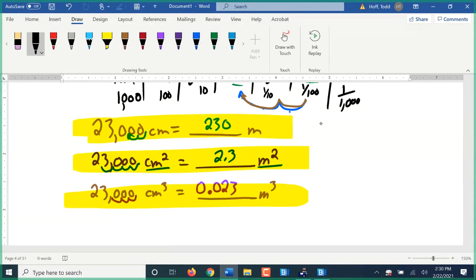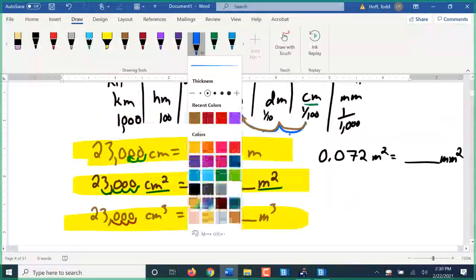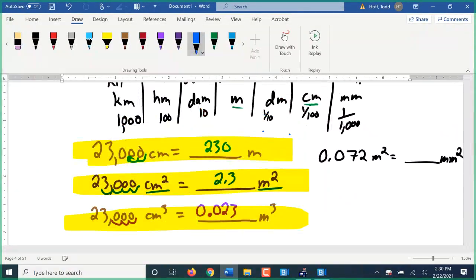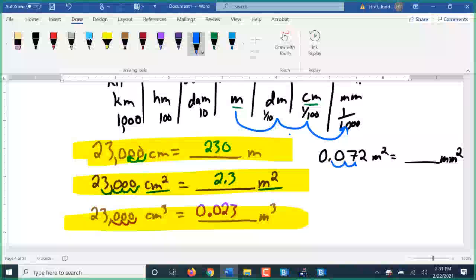If I have 0.072 square meters going into square millimeters, or millimeters squared. From meters to millimeters, 1, 2, 3 spots to the right. But since this is squared, every spot on the chart is 2 decimal places. So 3 spots on the chart becomes 6 decimal places. I move 1, 2, 3, and then I have to add zeros. So 4, 5, 6. 72,000 millimeters squared.